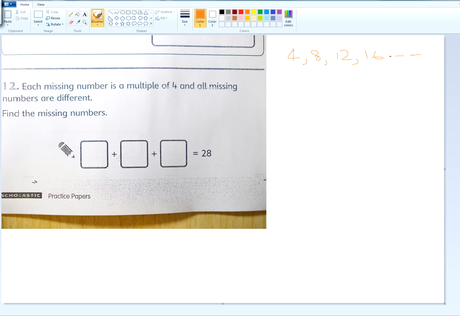So we've got to pick multiples of 4 that make a total of 28. For example, we started with 4. And then we can add how much? 8. And then we can add how much? 16. Done. So 4 and 8 will give you 12. 12 and 16 is 28. That's done. Next question.